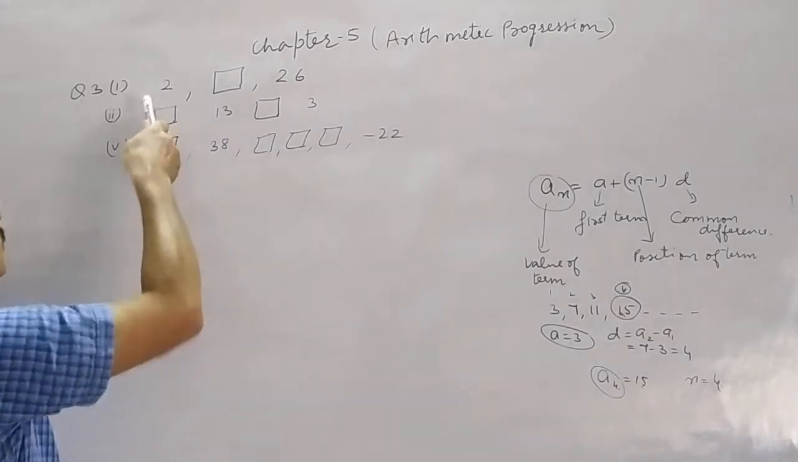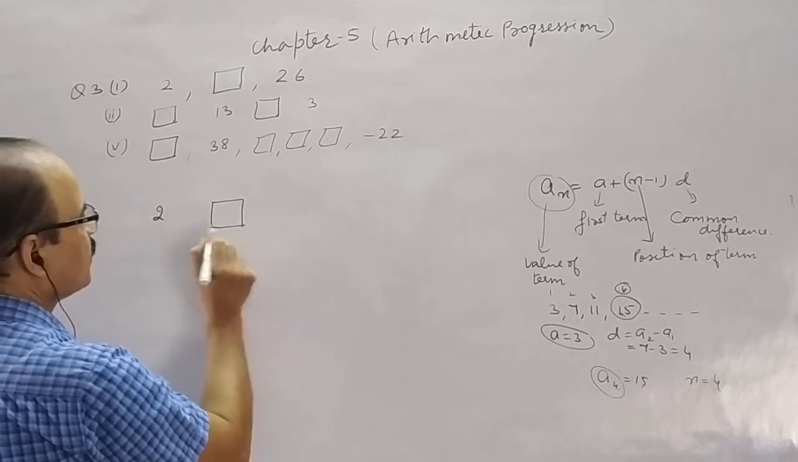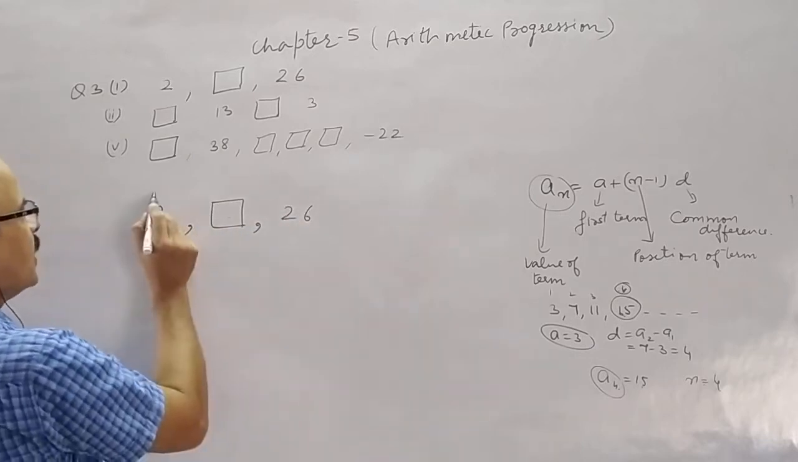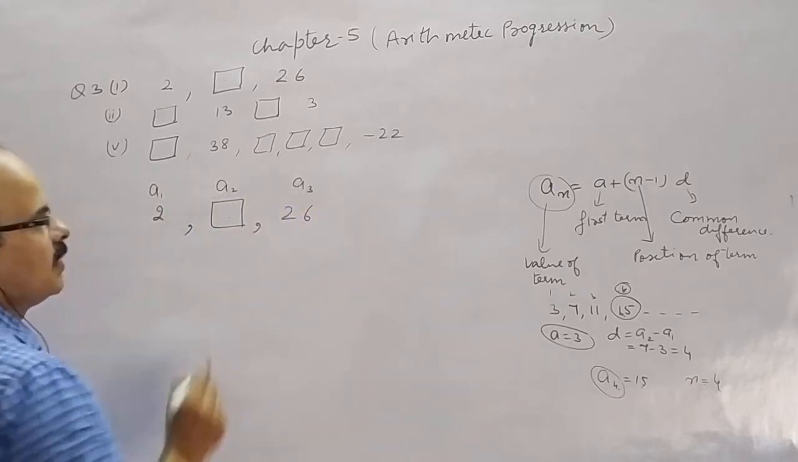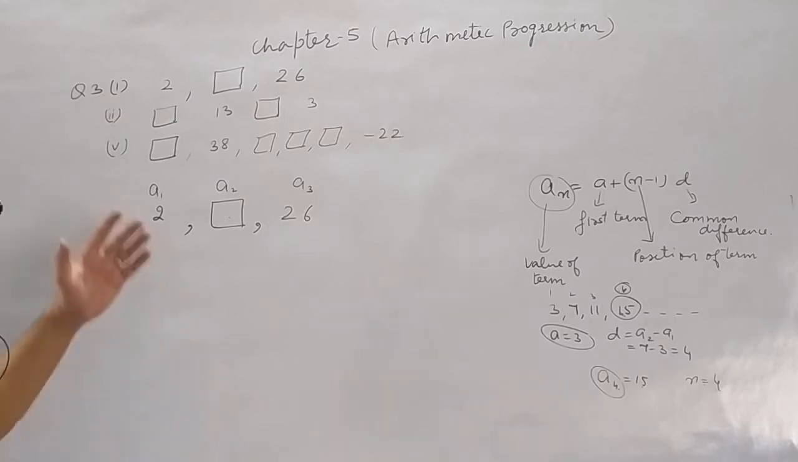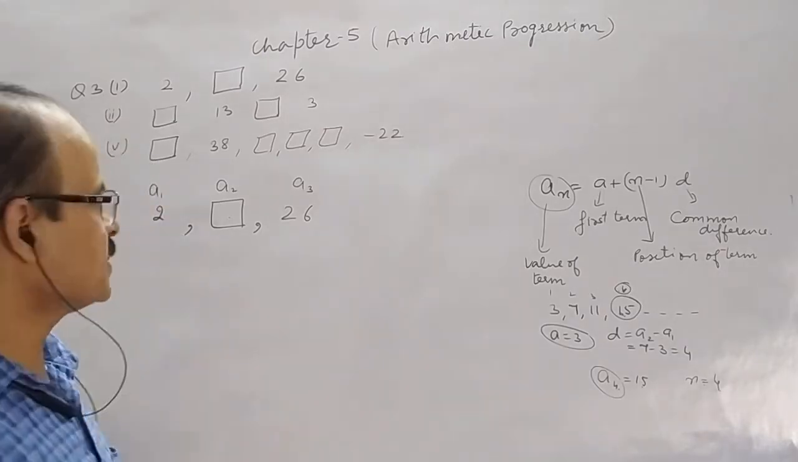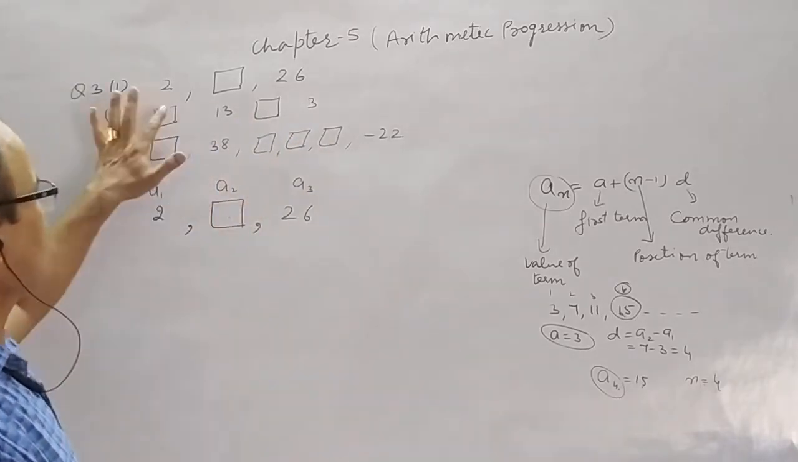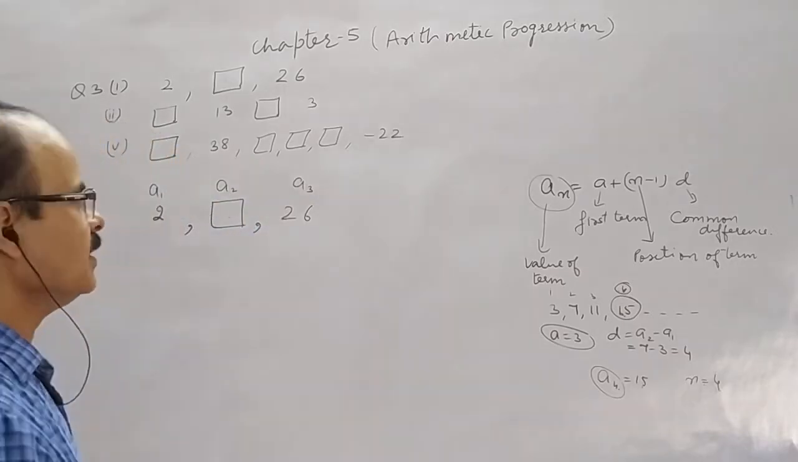This is third question, first part 2. This missing term you have to calculate: 26. So there are total 3 terms, A1, A2 and A3. In all these types of questions we have to calculate A and D first. Then we can calculate all the missing terms. In each question first you get the value of A and D. Then you can calculate the missing term.